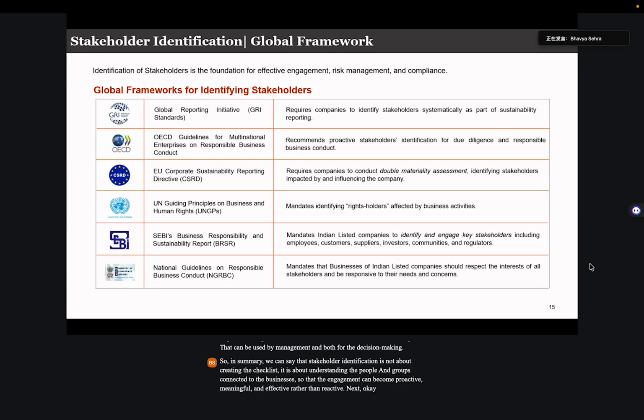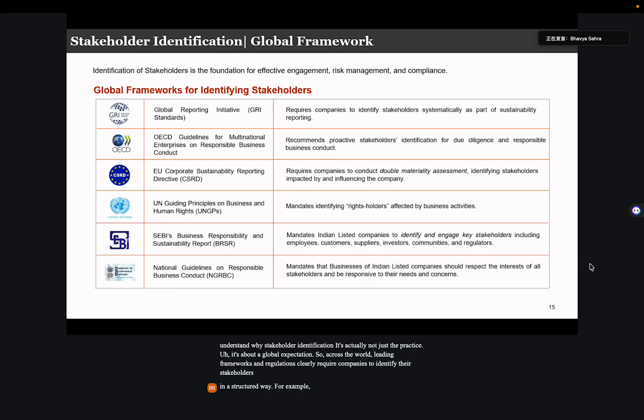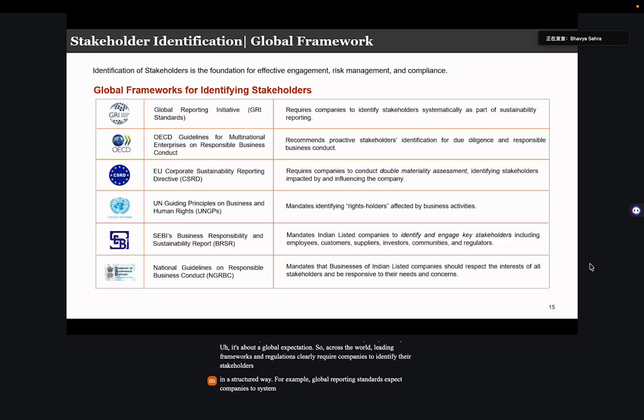Okay. So, as we understand why stakeholder identification is not just a practice, it's about a global expectation. Across the world, leading frameworks and regulations clearly require companies to identify their stakeholders in a structured way. For example, global reporting standards expect companies to systematically identify stakeholders as part of sustainability reporting. OECD guidelines encourage proactive identification as a part of responsible business conduct.